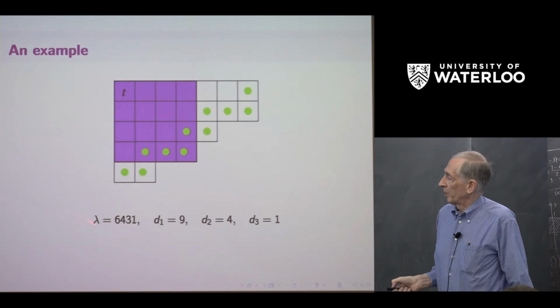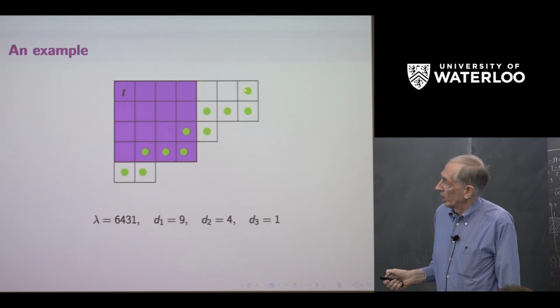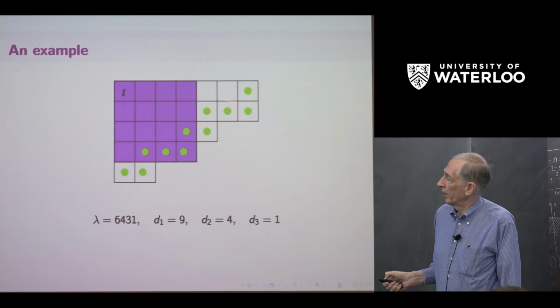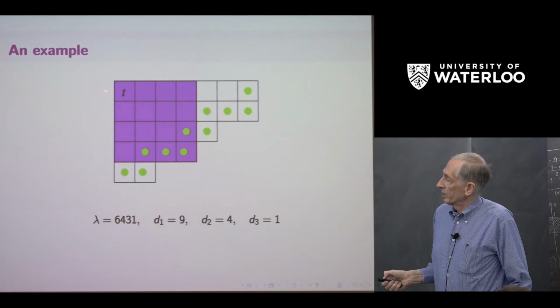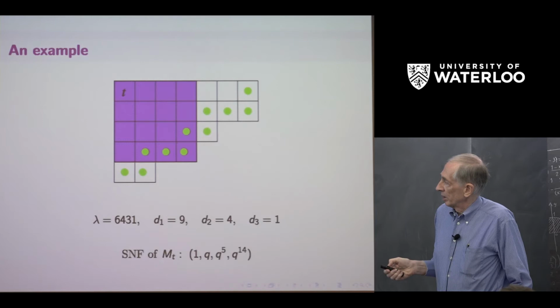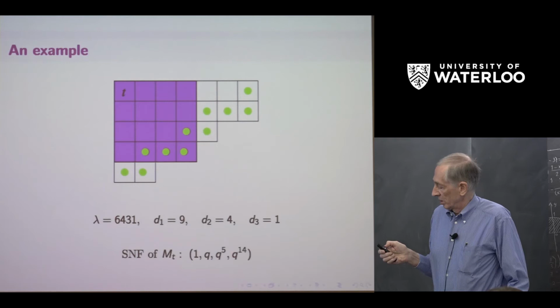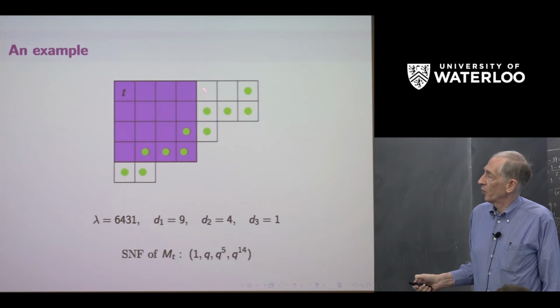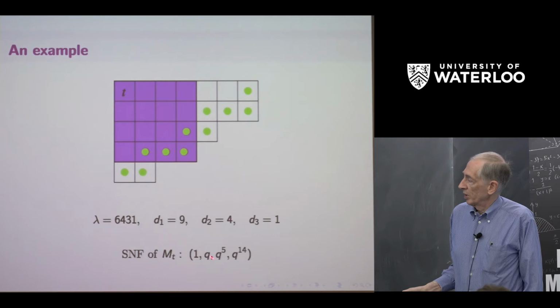My partition is 6, 4, 3, 1. These green dots are the extended diagram. The diagonal hooks are of size 9, 4, and 1 of the original partition. So what number goes into this square? The number that goes into this square was this weighted sum over all partitions that fit into 6, 4, 3, 1. And the SNF of this 4 by 4 matrix of these weighted sums is 1, q, and 1 plus 4 is 5, q to the 5th, and 1 plus 4 plus 9, q to the 14th.